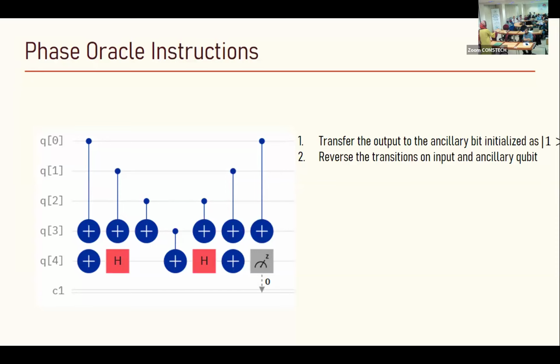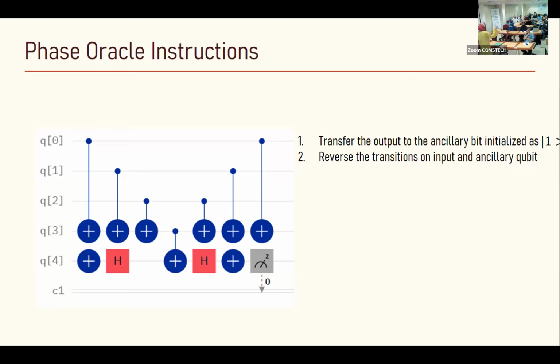So for the binary oracle, you use the analogs and make the circuit. For the phase oracle, you transfer the output to the extra bit, which I'm calling the ancillary bit, and you reverse all the operations. The ancillary bit is initialized as ket minus. Now what the phase oracle does is that at the positions where the output should have been 1, the output would actually have a 180-degree phase.